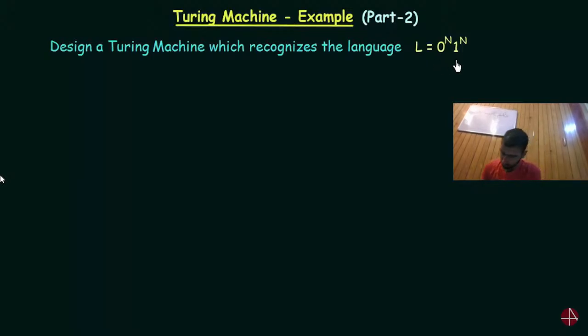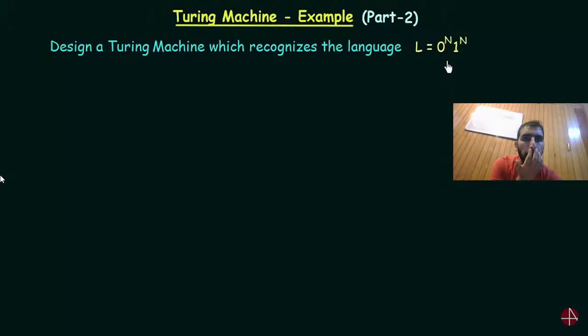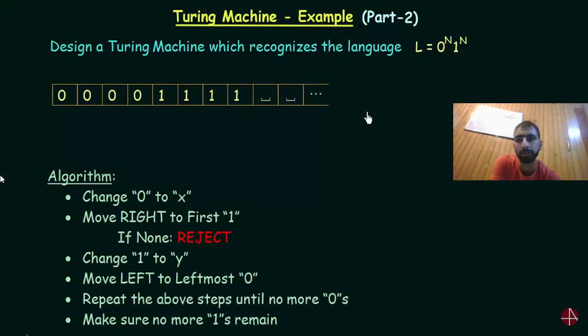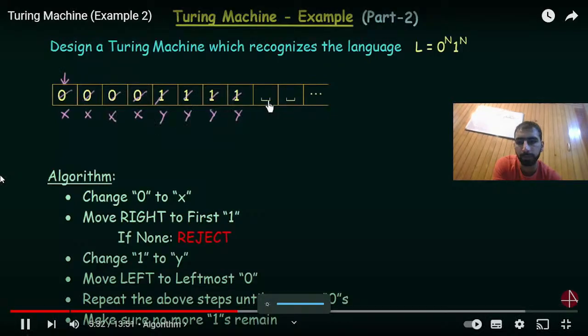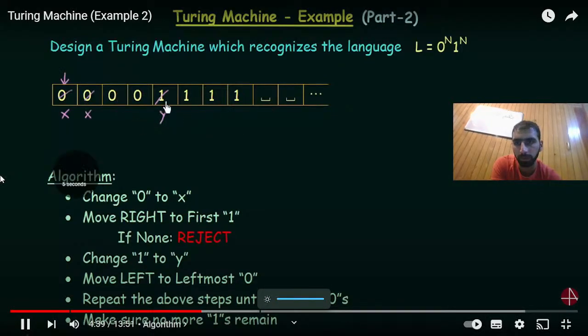But we saw that finite state machines, due to their limited memory and limited capability, could not be used to design this language, and hence we said that this is not a regular language. So we shall see in this example, using a Turing machine, how we can design this language. So first of all, I will explain the example. So design the Turing machine.